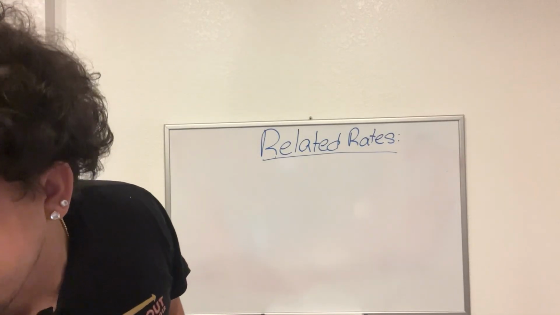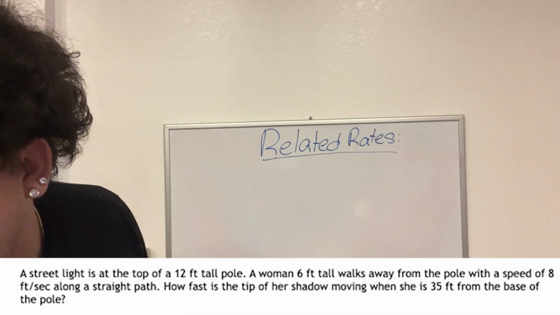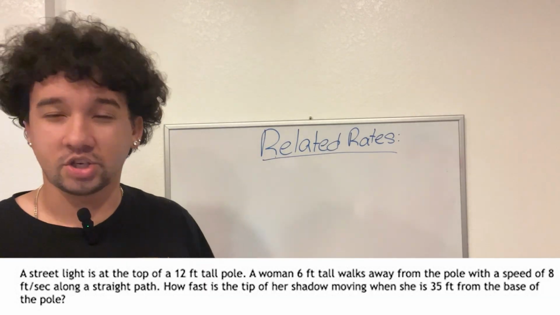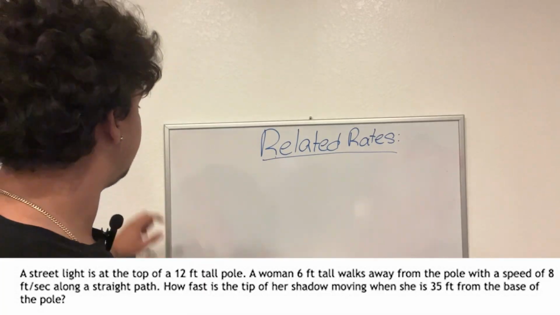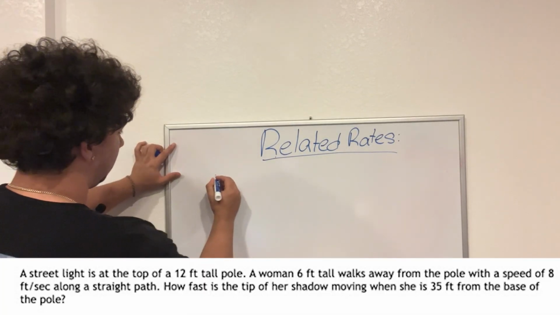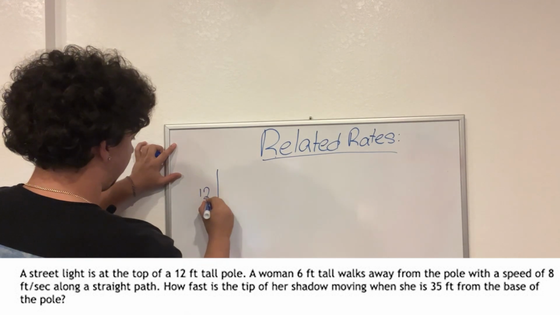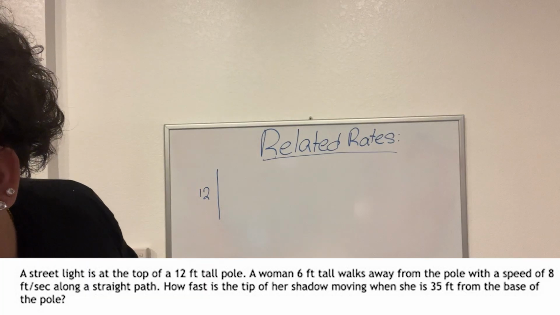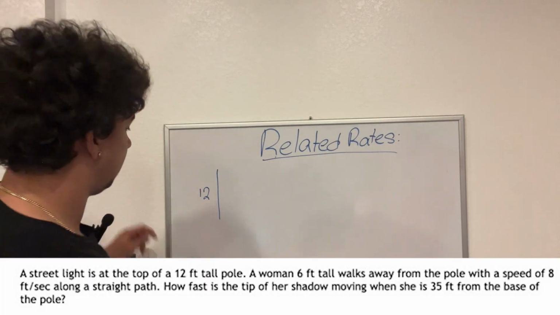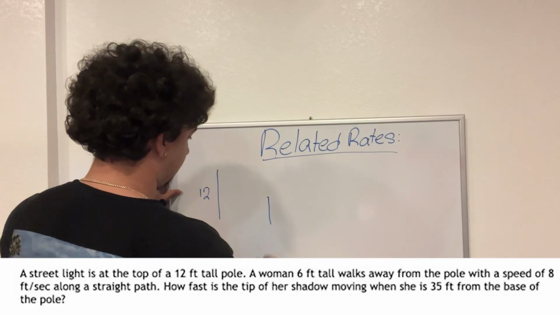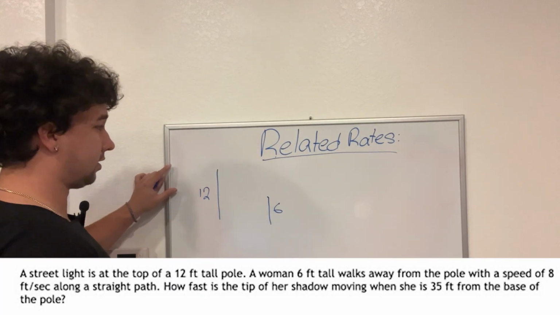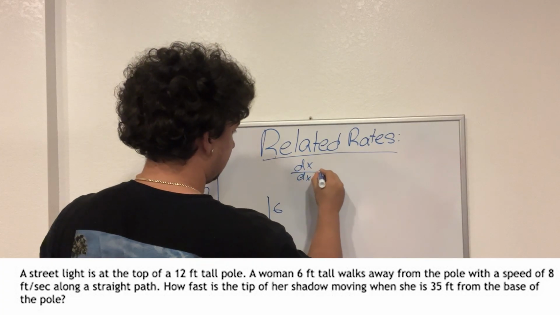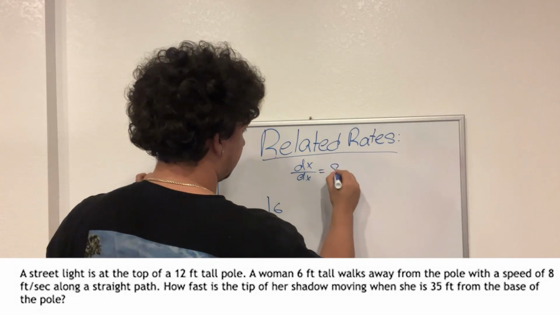All right, second question is this. A street light is at the top of a 12-foot tall pole. Anytime it's going to create a shape, it's best to draw it. So in this case, I have a 12-foot tall pole. Let me just draw that. A woman 6 feet tall walks away from the pole with a speed of 8 feet per second. So a 6-foot tall woman, some distance away, walking at the rate of dx/dt equaling 8 feet per second.